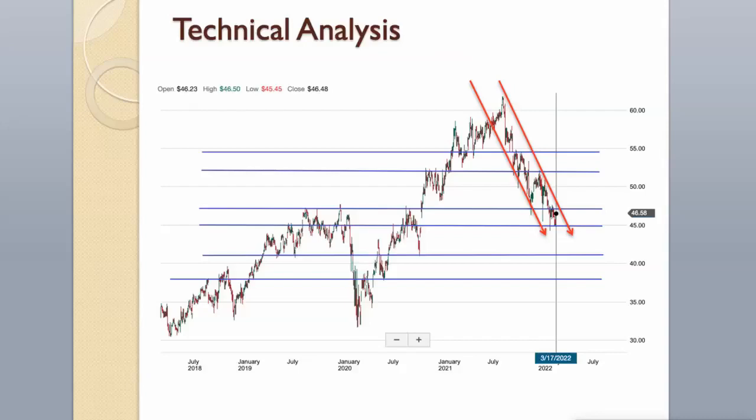Support levels are around $45 and $41. The next support level is around $38. Resistance levels are around $47 and $52. The next resistance level is around $55.